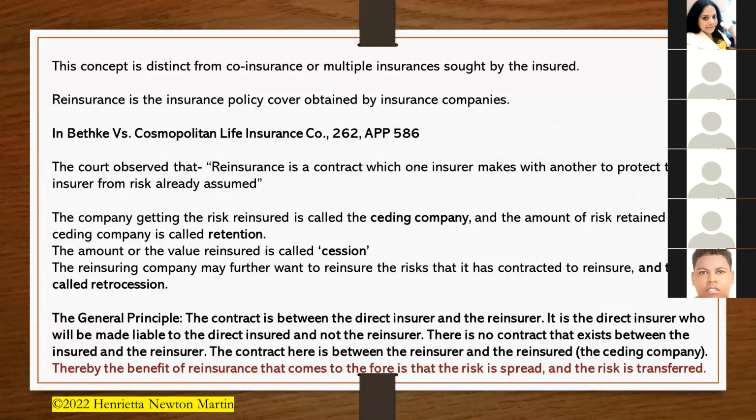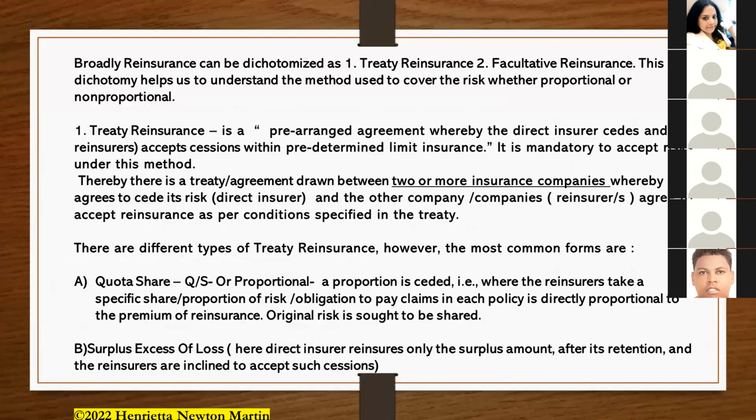Thereby, the benefit of reinsurance that comes to the fore is that risk is spread and risk is transferred. So broadly, reinsurance can be dichotomized as treaty reinsurance and facultative reinsurance. This dichotomy will help us understand the method used to cover the risks, whether proportional or non-proportional. Treaty reinsurance is a pre-arranged arrangement whereby the direct insurer cedes and the reinsurer accepts cessions within predetermined limits. So it is mandatory to accept risks under this method.